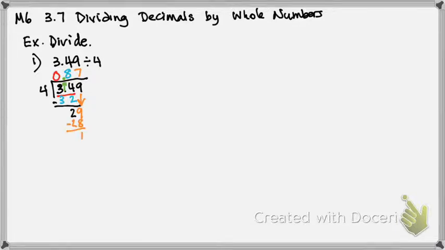And I get a difference of 1. And this is what I'm talking about, my friends. I have a remainder, but I don't have any more digits. So I annex a 0, one at a time, and I do my division. How many times does 4 go into 10?